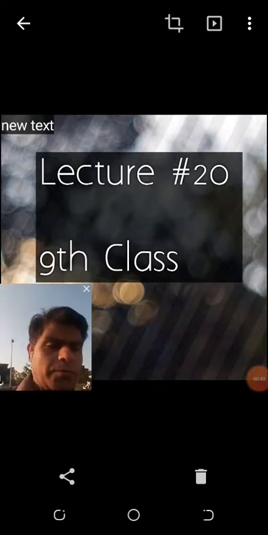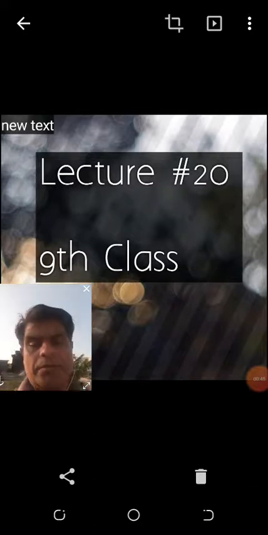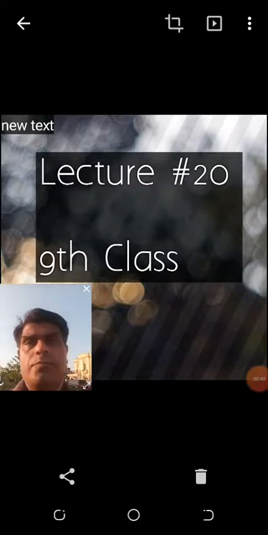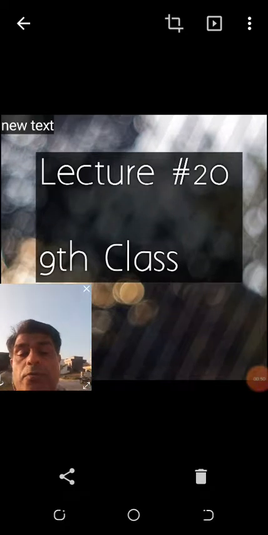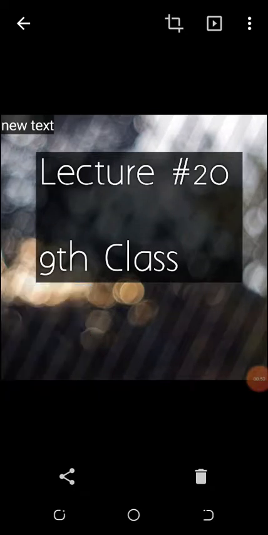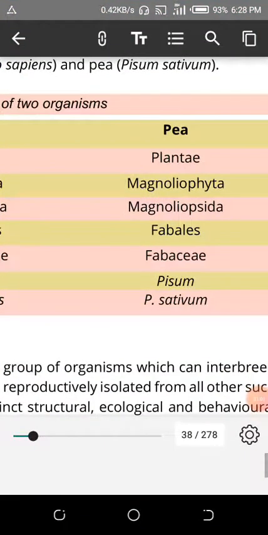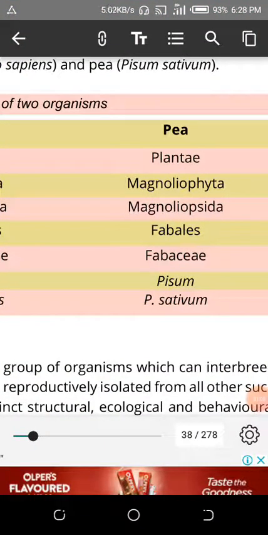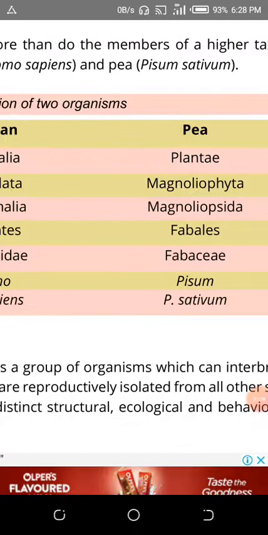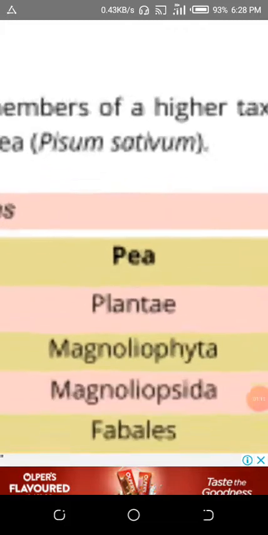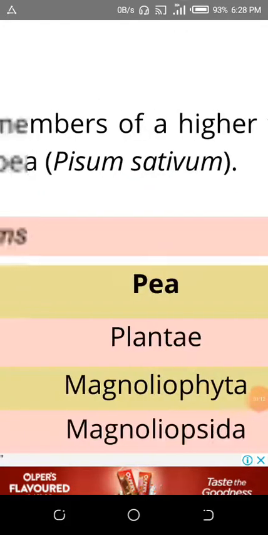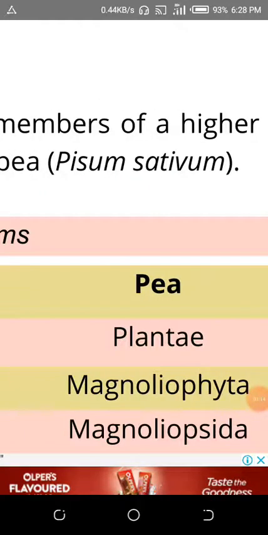Pea plant. You know binomial nomenclature? Now you know, because you have listened a lot about it. What is binomial nomenclature? Binomial nomenclature is the nomenclature in which you consider the genus name and the species name. So the scientific name of the pea plant is Pisum sativum. I am talking about this plant, whose scientific name is Pisum sativum.